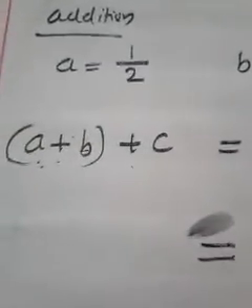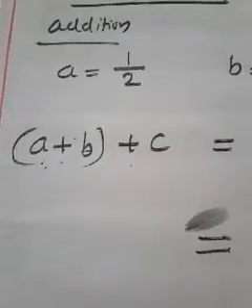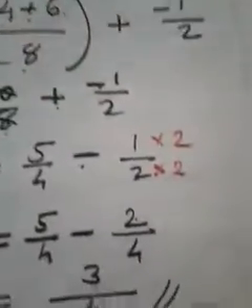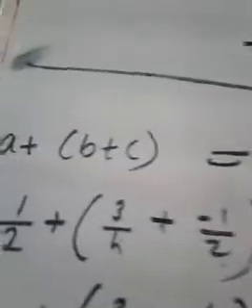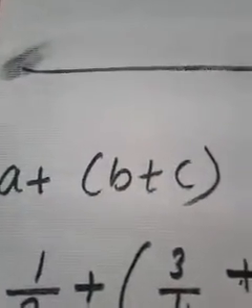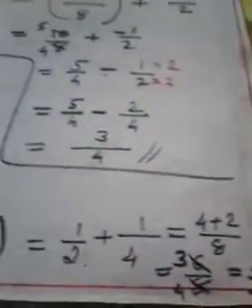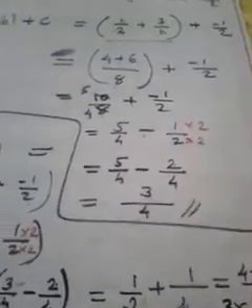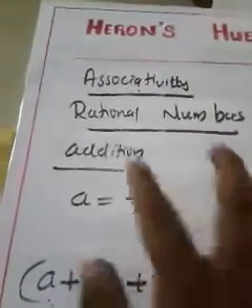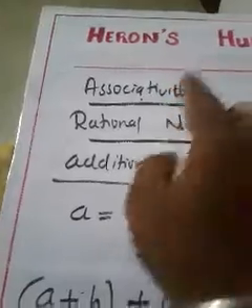So what have we reached? When I calculate (a plus b) plus c, I got 3 by 4. When I calculate the next case, a plus (b plus c), I got again 3 by 4. See, can you say both are equal? Yes, of course. Both results are same. So that means by this example, what can we say? We can easily say that addition is associative in rational numbers.